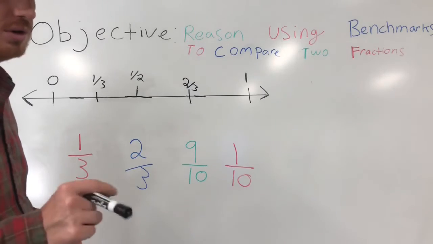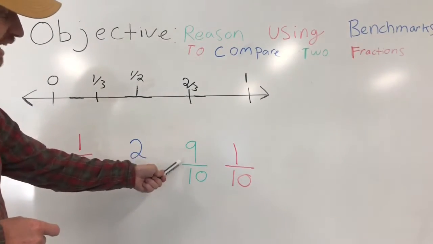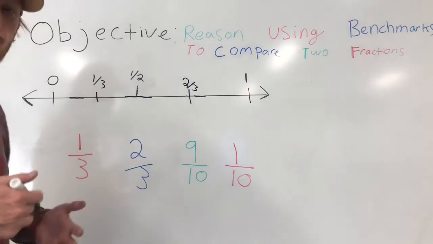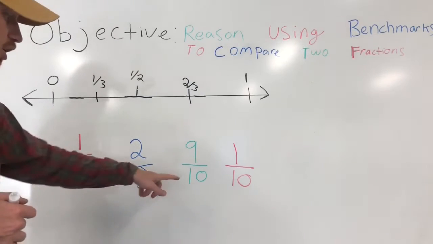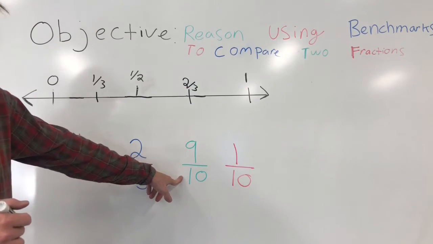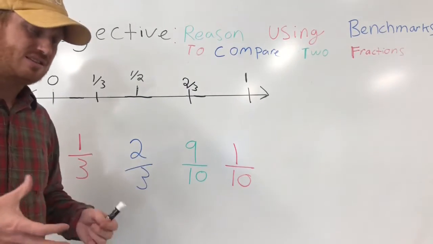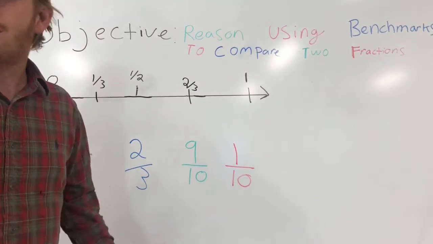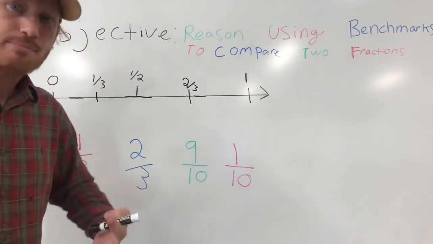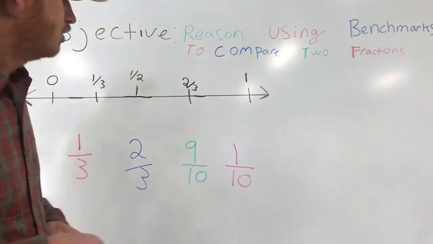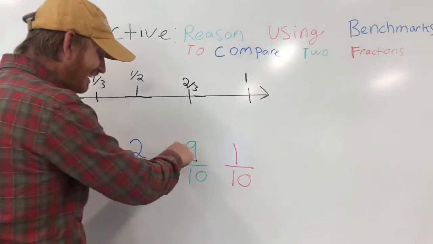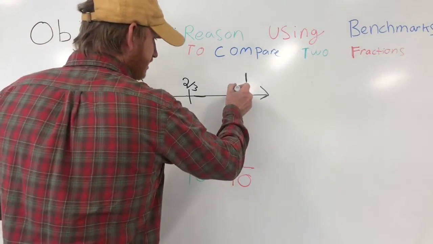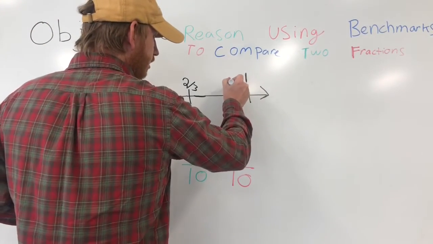The next one we're going to do is a little trickier. It's 9/10. And now 9/10, the first thing I'm going to notice is that we are so close to 10. If you have 10 pieces of a cookie and you get 9 of them, you almost have the whole cookie. That's 9 out of 10 pieces of cookie. So that's going to let me know that 9 out of 10 is so close to 10 out of 10. It's going to be somewhere around here.